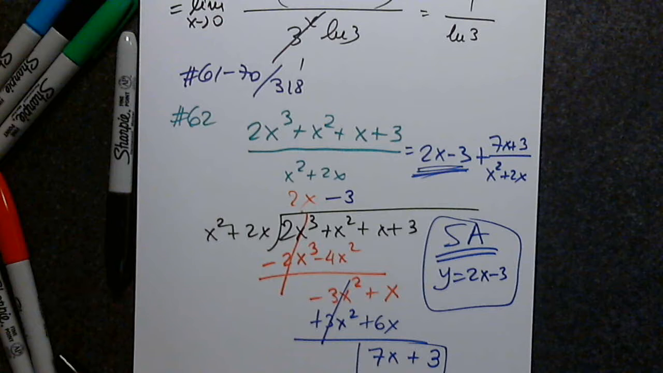And the end behavior of the slant asymptote is the end behavior of the function. What is the end behavior of 2x minus 3? Is it this? Or is it this? Right, this one. So that's what the function is going to do. It has to follow the slant asymptote. So it's coming from negative infinity going to positive infinity. Good.